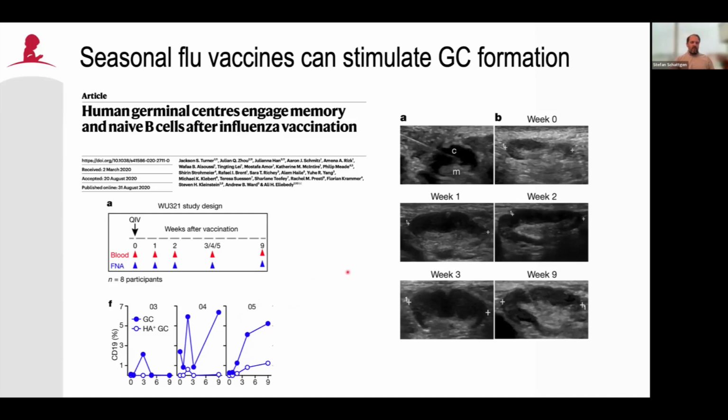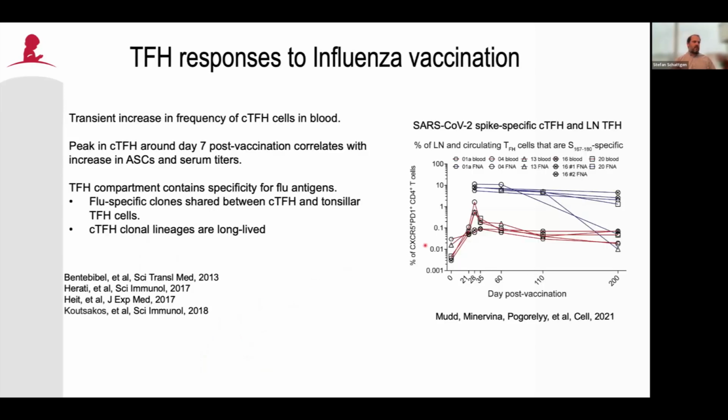So we're excited to use these samples and these data to explore the other side of the equation and look at what the TFH cells are doing. In terms of what the TFH response is to influenza vaccination and what's been described in the literature, we know that there's a transient increase in the frequency of circulating TFH cells in the blood. The peak in the cTFH frequency occurs about 7 days post-vaccination, and this correlates with an increase in antibody secreting cells and increase in serum titers.